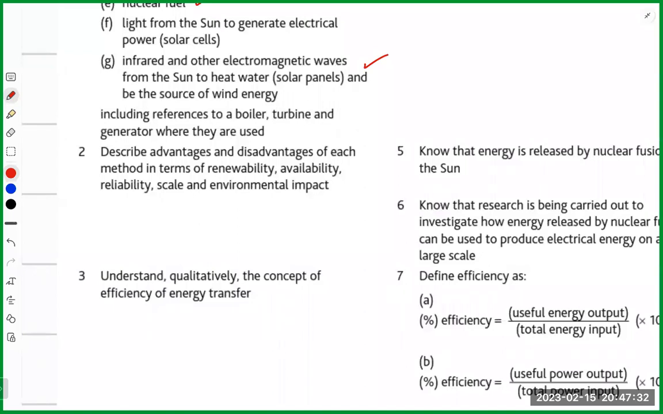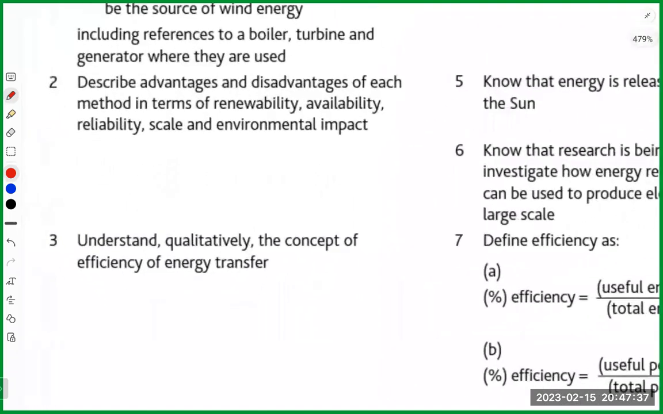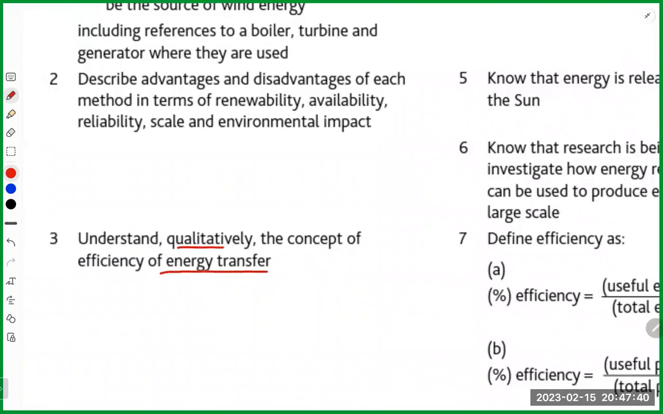Describe advantage and disadvantage. Understand the qualitative concept of efficiency of energy transfer. Qualitative means that you should know whenever there is energy transfer, total energy input is equal to total energy output.